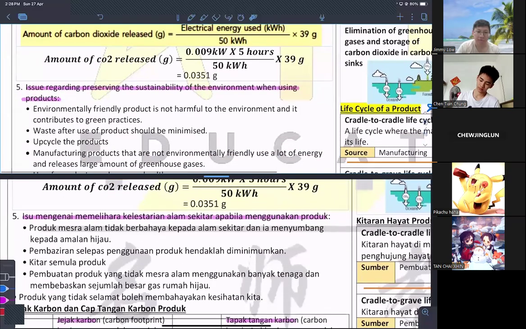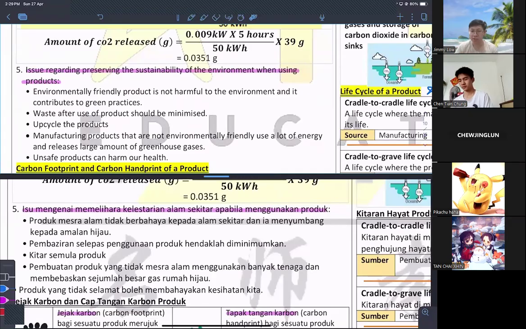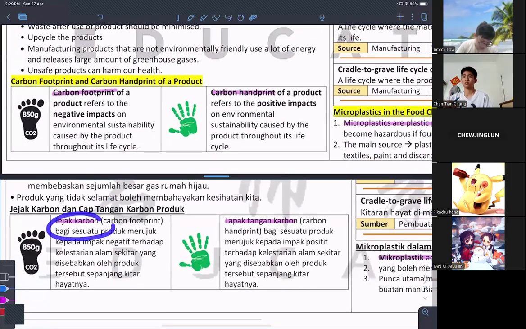Then here, what is the thing that you have to give concern whenever it comes to buying or using a product? What you have to think whenever you're using certain product: whether environment friendly or not, whether you can upcycle or not. What is the source of the material? Good or not? Are you going to release a lot of carbon dioxide during the manufacturing? Ask these questions. Read through. No need to memorize. Then this one, you have to know what is the difference between carbon footprint and carbon handprint.